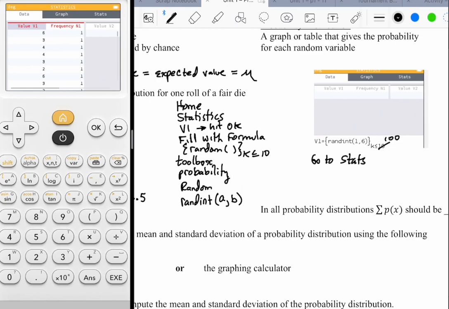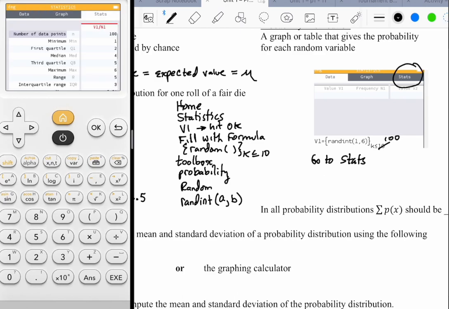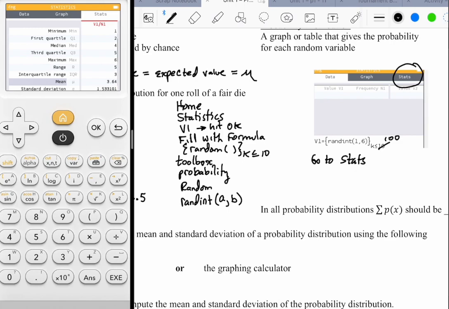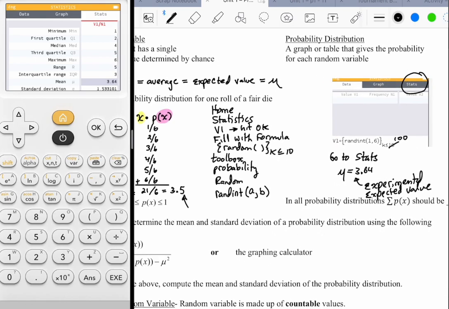which is in the upper right hand corner there. So you hit the up arrow, over, and hit OK. And if you go down the line here, you're going to see a mean. It told me that mu is equal to 3.64. All right. This is an experimental value. This one over here is the theoretical expected value.